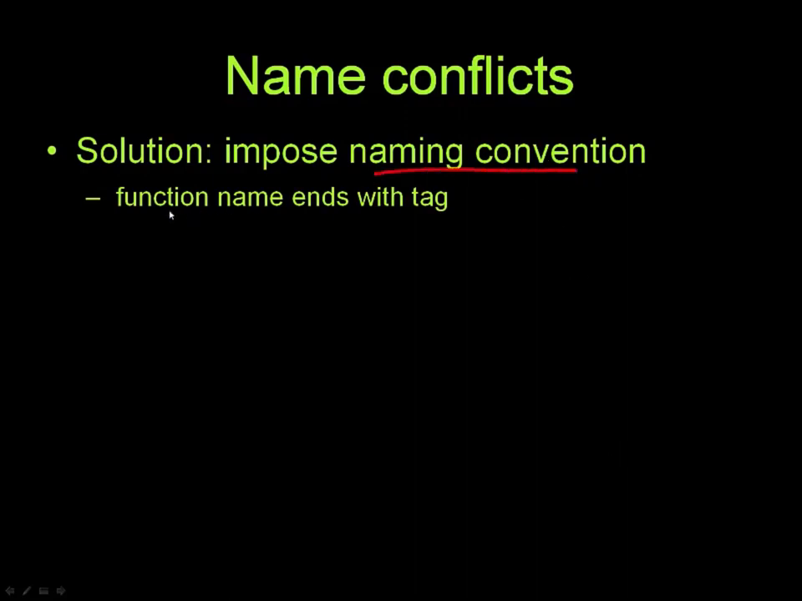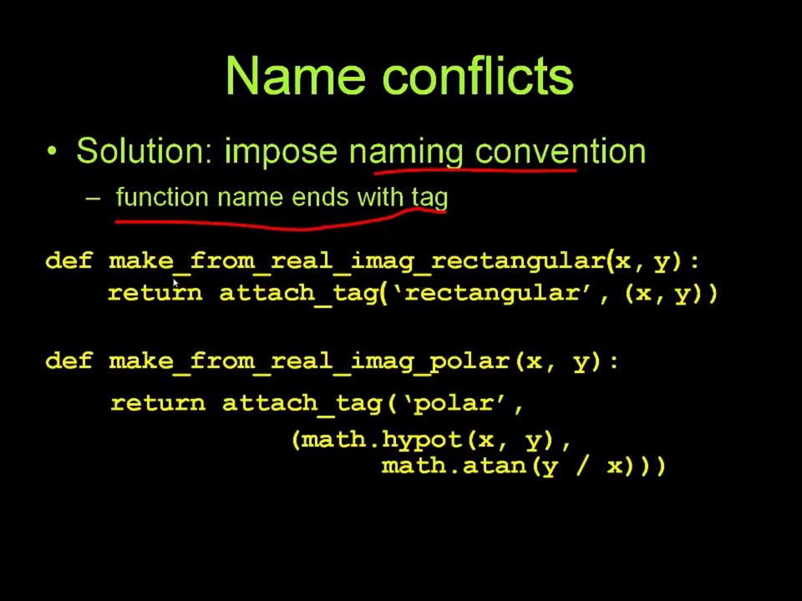That means a function name should end with a tag, right? So originally it was make from real imaginary, right? Now we make from real imaginary rectangular. So we know that this particular function returns a rectangular type representation. Similarly, if you do make from real imaginary polar, this will do a polar version.